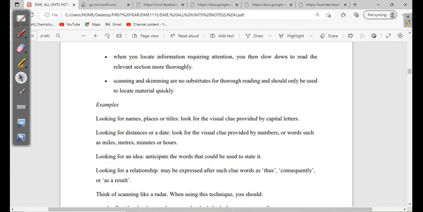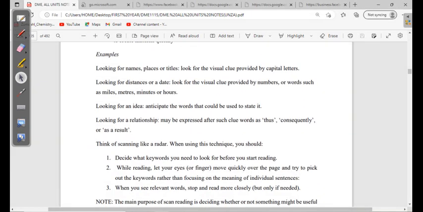So scanning and skimming are no substitutes for thorough reading. What we are saying is, don't substitute these when you want to perform a thorough reading. That is because for thorough reading you are more interested in understanding the text. So you can't replace thorough reading with scanning and skimming. These are just used for when you are in a hurry. You are not interested in reading everything basically.